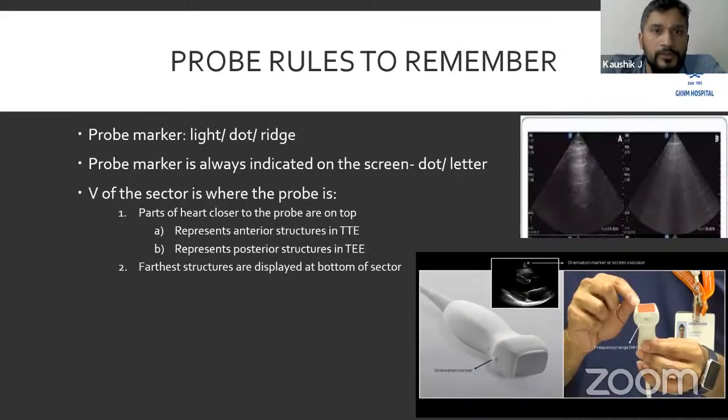So let's get back to this. Okay, so this is what I meant. The probe marker will usually be present on the probe, which can either be indicated by a light or a dot or a ridge. And this would be indicated by a letter on the screen. And the V of the sector is always where the probe is at. So this would represent anterior structures in transthoracic echo and posterior structures in transesophageal echo. And the farthest structures are displayed at the bottom of the sector.